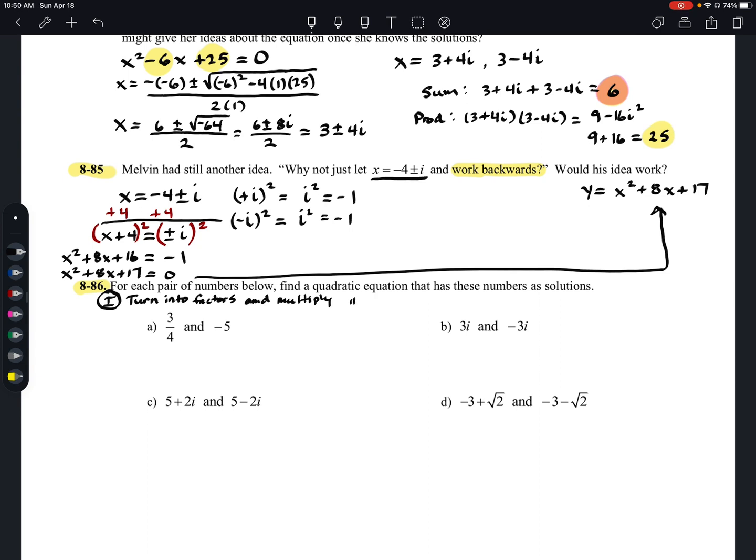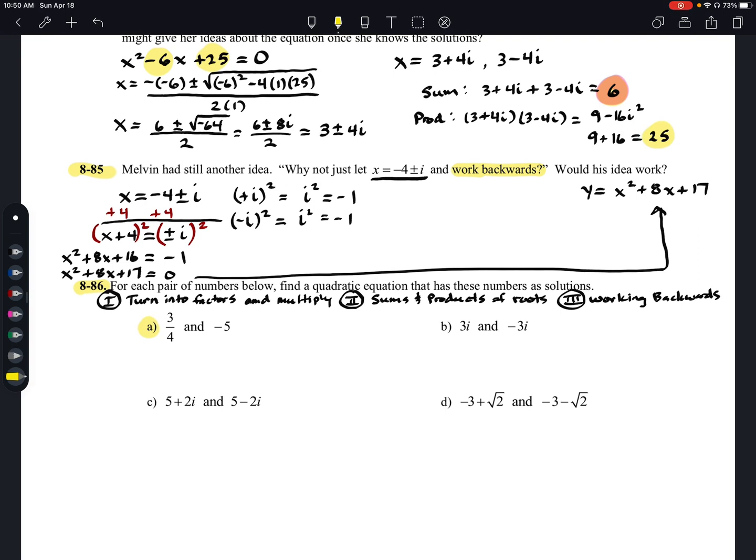Our second method was to do the sums and products. And then the third method is working backwards. It doesn't matter which one you use, whatever you're comfortable with. We're going to start out here with letter A.